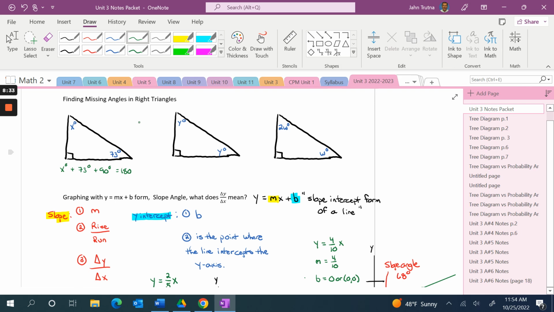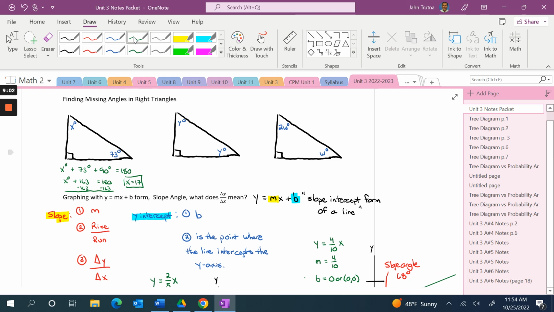In this problem, the first thing I'm going to do is combine the 90 with the 73. That gives me 163, which is equal to 180. Then I'm going to subtract 163 from both sides of the equation, and that gives me x equals 17. So that's how we would do the first problem. The missing angle is 17.